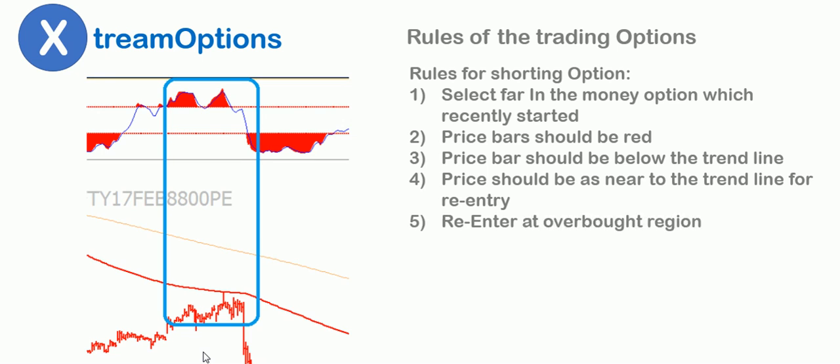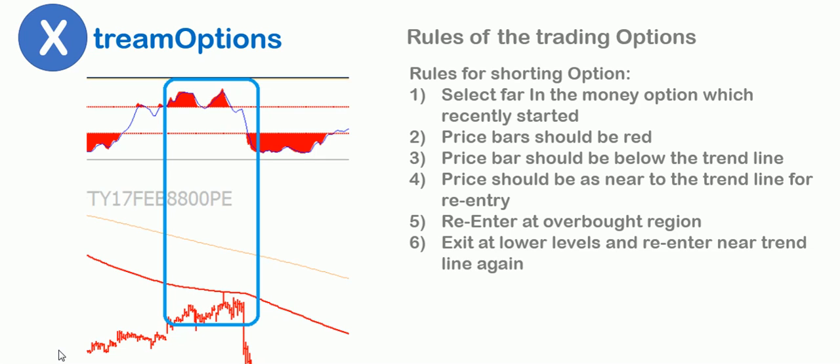Next thing that we will do is look at this particular indicator. It should be in the overbought region. When it is in the overbought region, below the trend line, and the colors are red, that's the best point and the best risk reward ratio time. So what we'll do here is re-enter a little position and average up our position. So when the prices go down, we get a better reward.